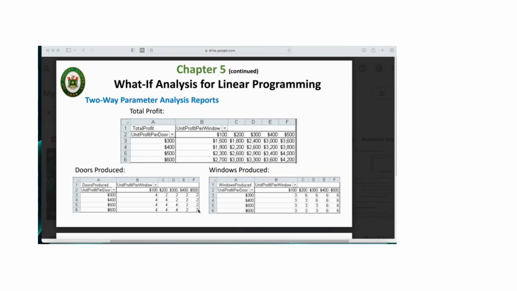Okay, what will happen now to the optimal solution? From the original, if you apply changes on the parameters, let's say we change 300 to 400, and then the 600 we change to 200. What will happen to the optimal solution? Will it still be the same?